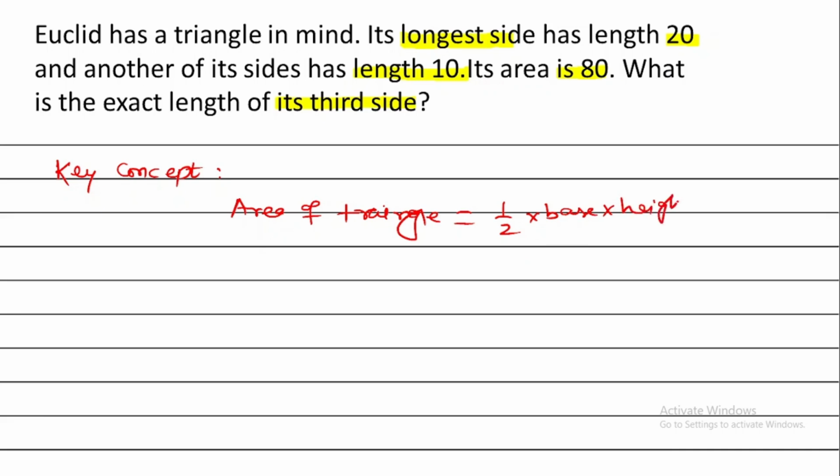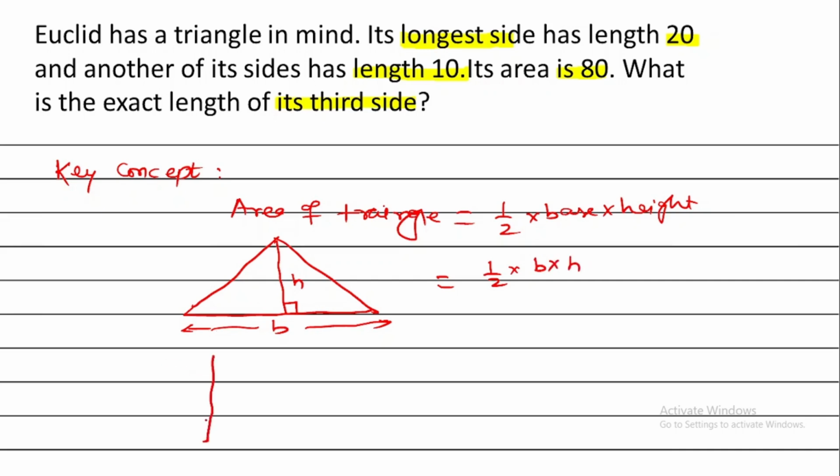So what is base and what is height? Let me explain that. Suppose we have a triangle like this and we have been given base as B here, and we drop a perpendicular from the vertex to the base, and the length is h, then half into B into h will be the area of the triangle.